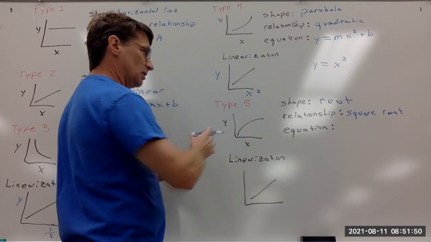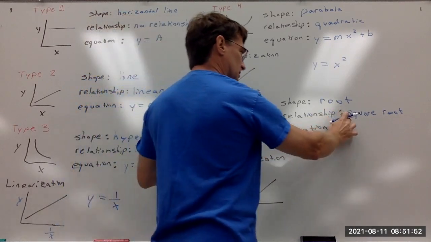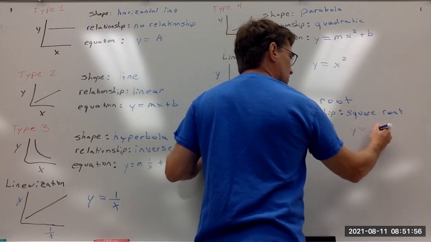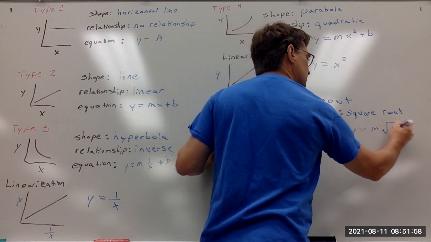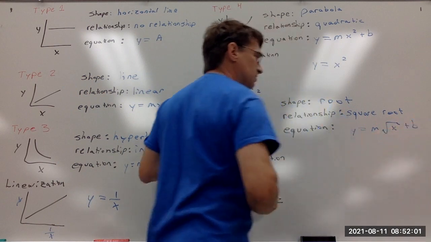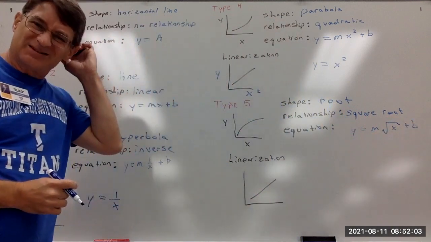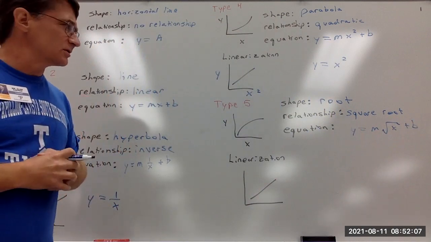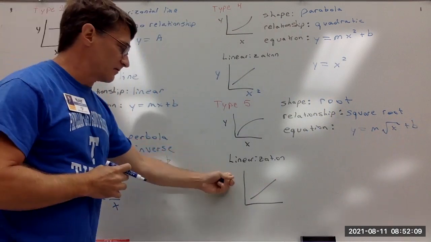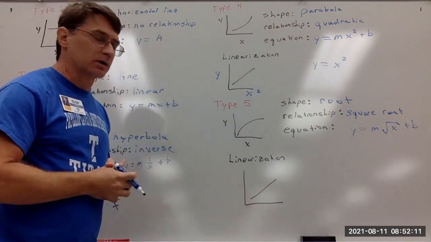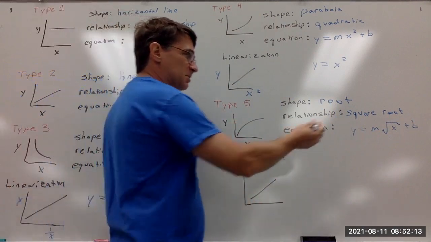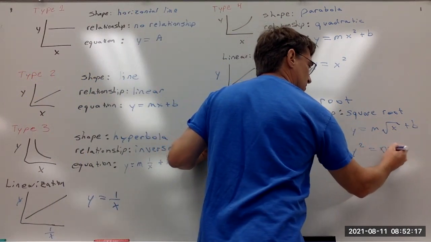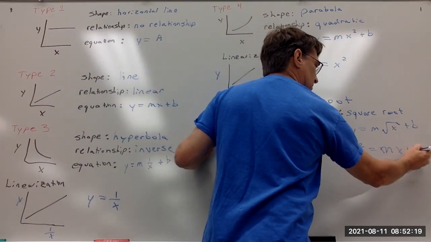Equation, what do we do with that? Well, as it is a square root, we can graph y equals m times the square root of x plus b. But that's a little weird. That's a little awkward, and it's not real convenient to square root the x. So we could graph y versus the square root of x, and that would still work when we linearize it, but it's probably easier to do y squared equals mx plus b.